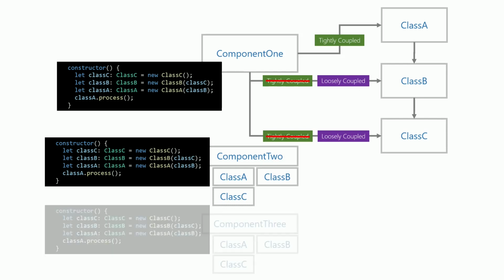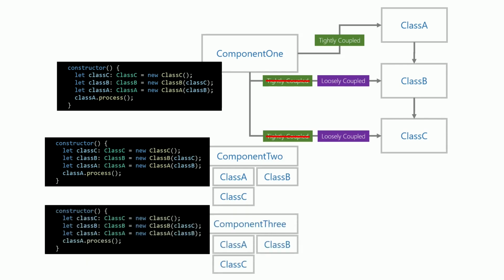So any new component that wants to use class A should be included with a similar constructor. Now we are violating the single object creation principle, and we end up creating the objects for each component class that wants to use the process function.